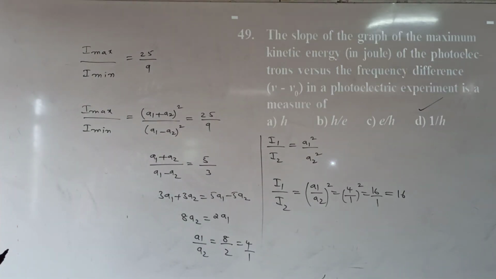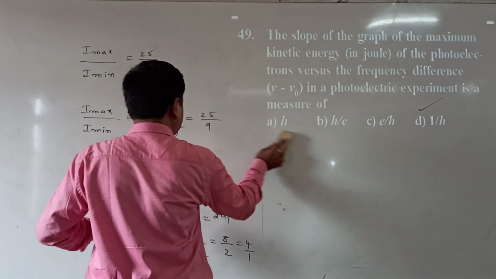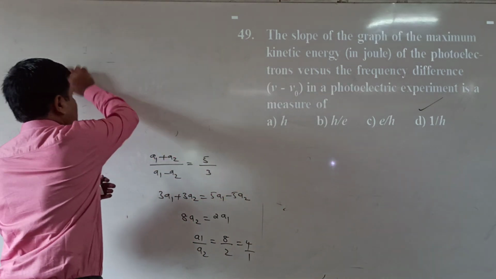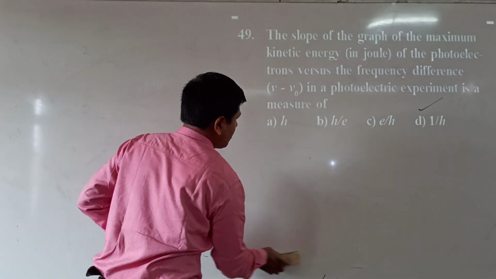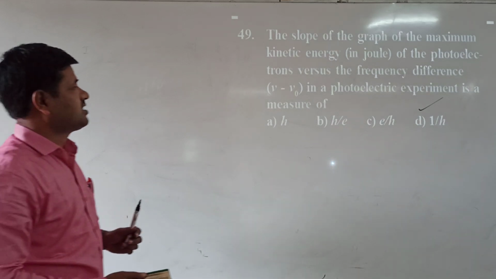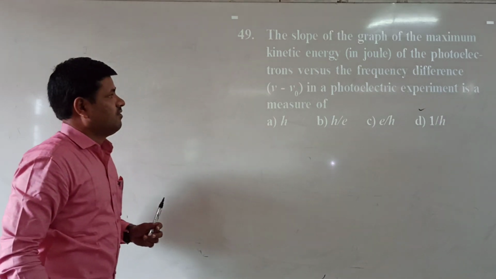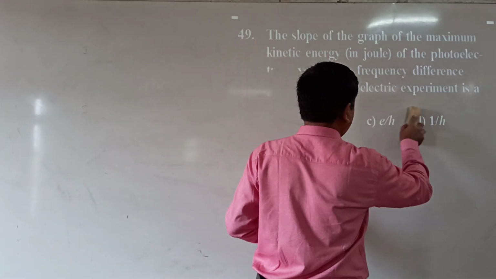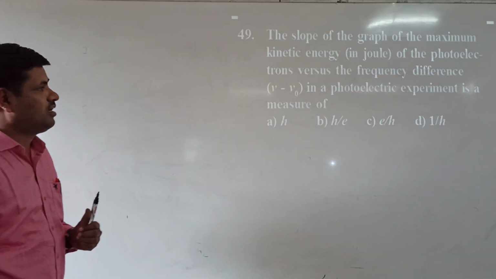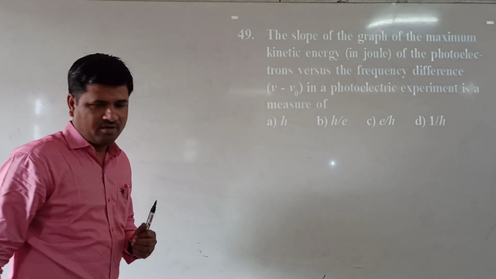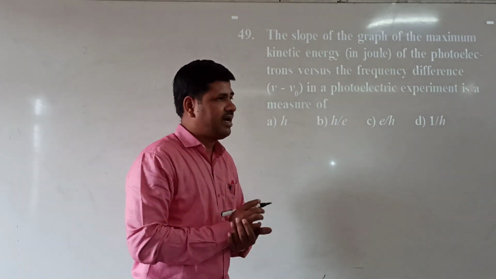This is question number 48. Next we come to question number 49. What is question number 49? See here. The slope of the graph of the maximum kinetic energy of the photoelectrons versus the frequency difference nu minus nu naught in a photoelectric experiment is asked. Now, slope is asked: we draw the graph between maximum kinetic energy and nu minus nu naught.